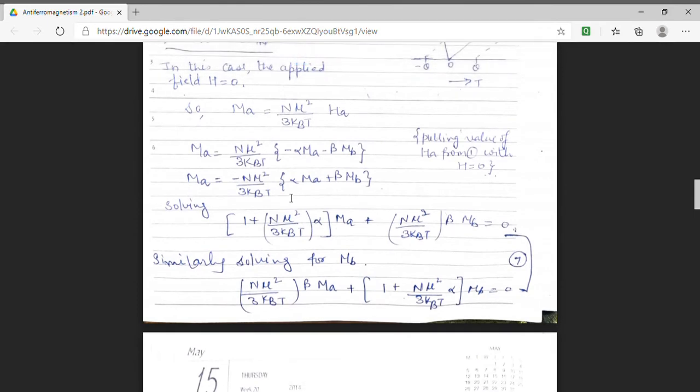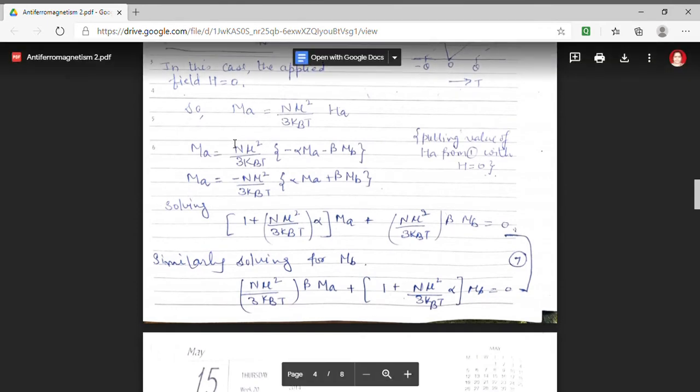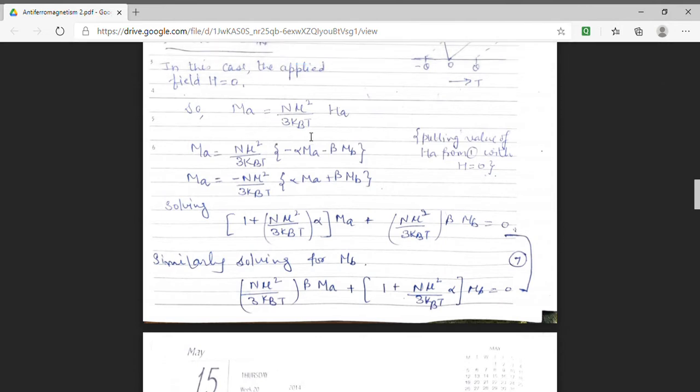I get Ma to be n mu square upon 3 kBT times Ha. Substituting the value of Ha, I get my Ma to be equal to minus n mu square upon 3 kBT times alpha Ma plus beta Mb. This is the value of magnetization at sublattice A. Now I am collecting the terms which have a factor Ma. Similarly, I will solve for Mb.